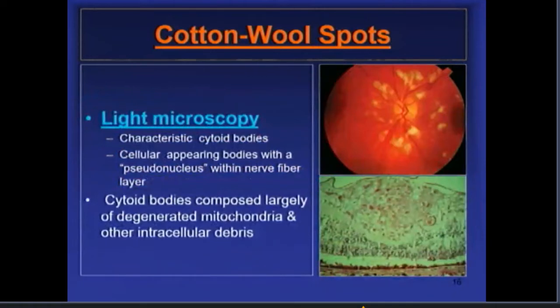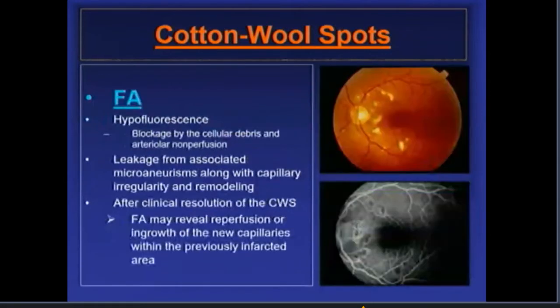In light microscopy, it has characteristic cystoid bodies, as we see here, and cellular appearing bodies with the pseudonucleus within the nerve fiber layer. The cystoid bodies are composed largely of degenerated mitochondria and intracellular debris. So this is the pathophysiology specifically of cotton wool spots.